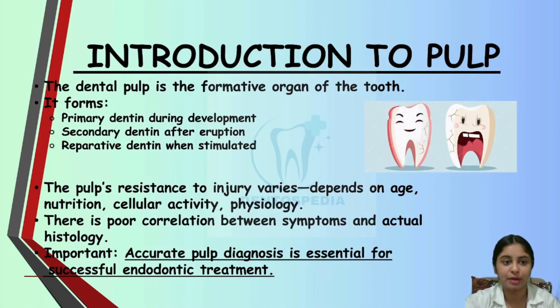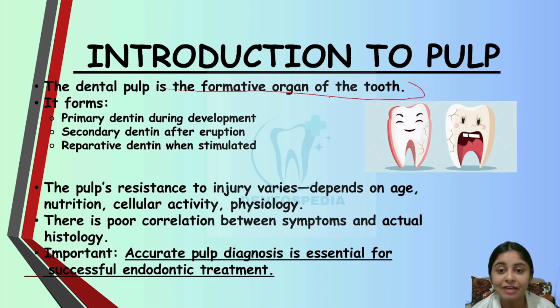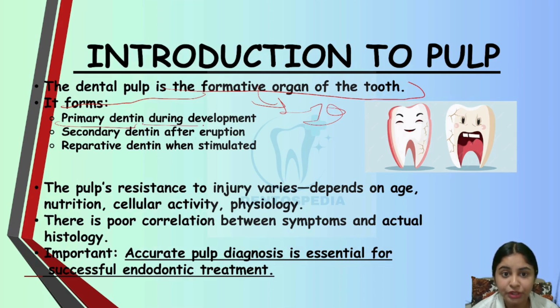So, introduction to the pulp. The dental pulp is a formative organ of the tooth, and we have studied this in great detail in the first chapter. This dental pulp forms the dentine, that is the primary dentine during development, before eruption, secondary dentine after the eruption, or reparative dentine, which is also known as tertiary dentine, when stimulated, that is in the case of injury or trauma. So in case of injury and trauma, reparative dentine is formed.